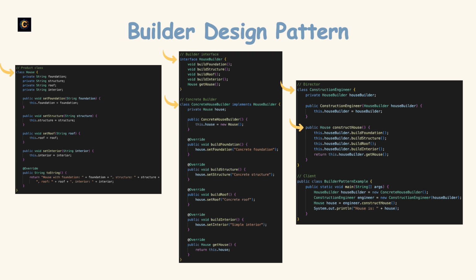A construction engineer is a director that constructs the house using a builder. Ultimately, builder pattern example has a client code that uses the builder design pattern to create the house.